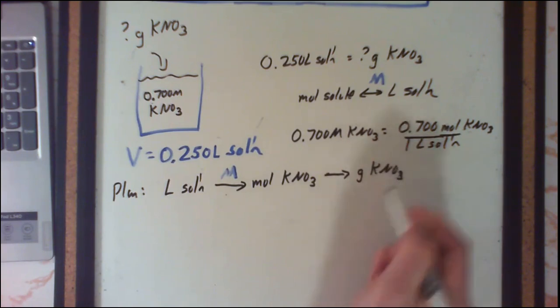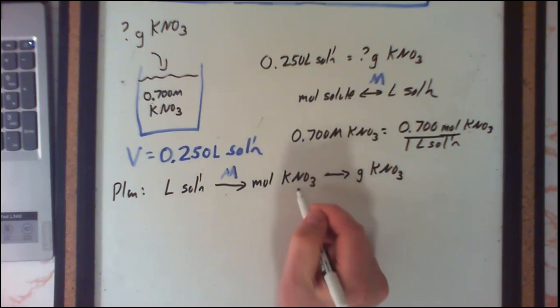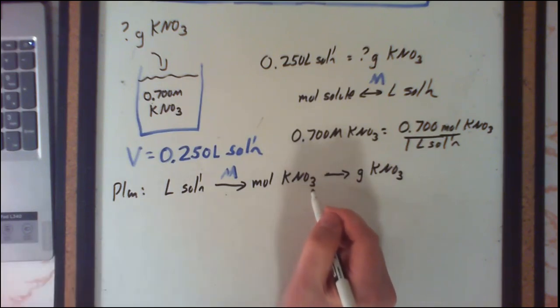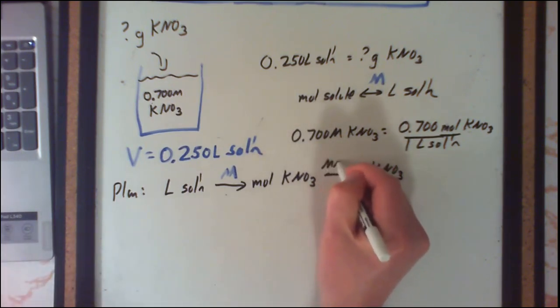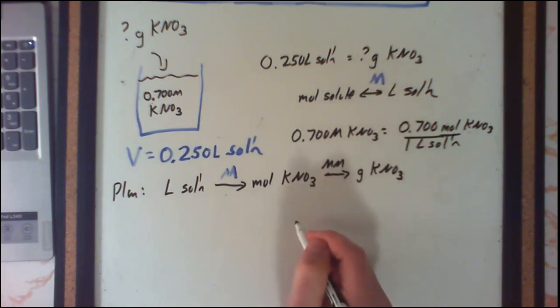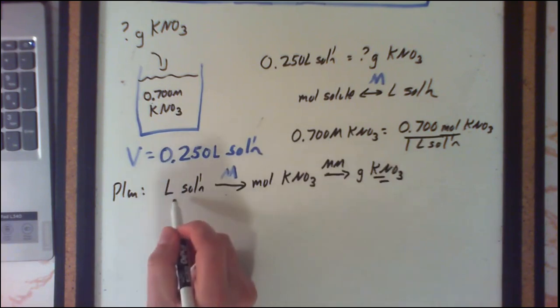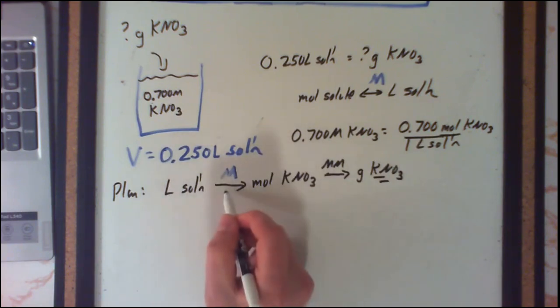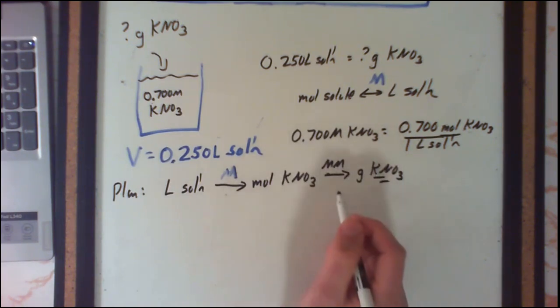To get to grams of potassium nitrate, we use the same conversion factor we've used all along. Anytime we need to go from grams of a substance to moles of a substance, or moles to grams, that conversion factor is always the same. It's always the molar mass of potassium nitrate. So that's our setup. We'll start with volume of solution. One step, convert to moles of potassium nitrate. And then second step, use the molar mass of potassium nitrate to convert to grams. So we have a two-step conversion.